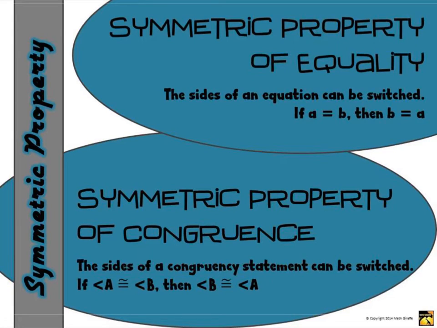We also have the symmetric property of equality. Same thing here, there's also a symmetric property of congruence. The symmetric property is the sides of an equation can be switched. Well, in congruence, the sides of a congruency statement can be switched. So if angle A is congruent to angle B, then angle B is congruent to angle A. You can just switch them around. That's a symmetric property, both of equality and congruence.